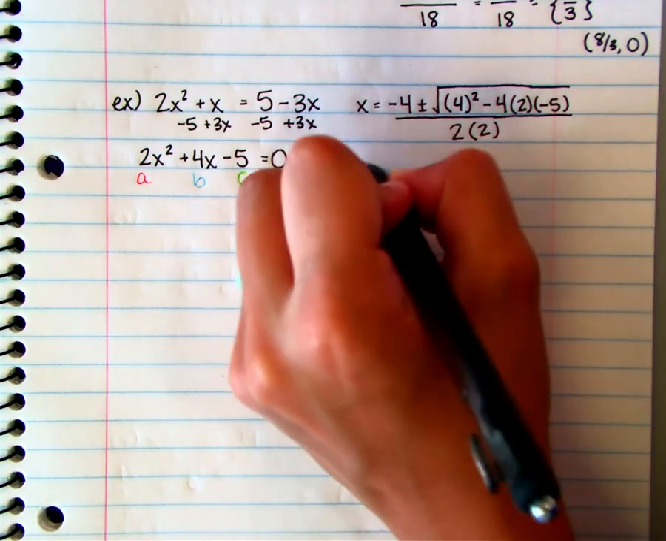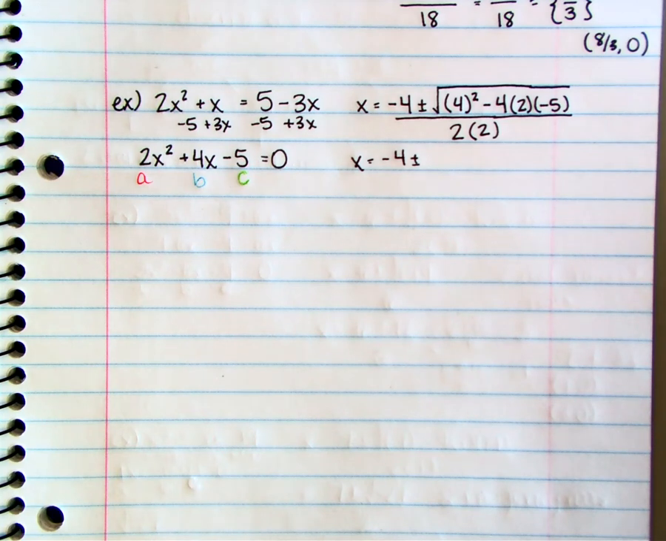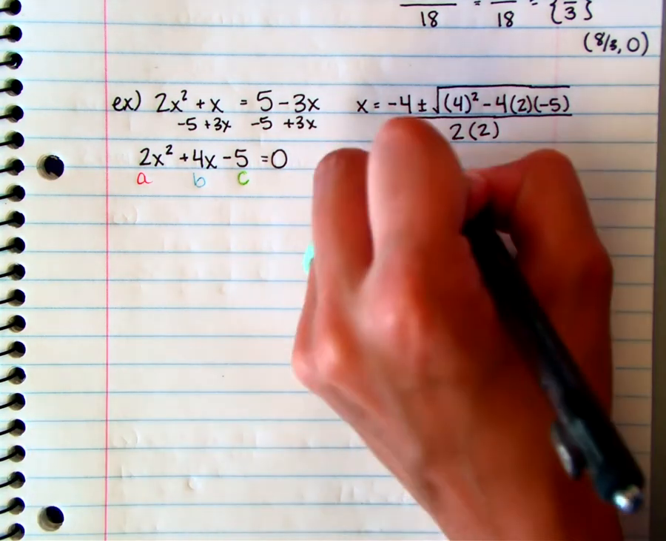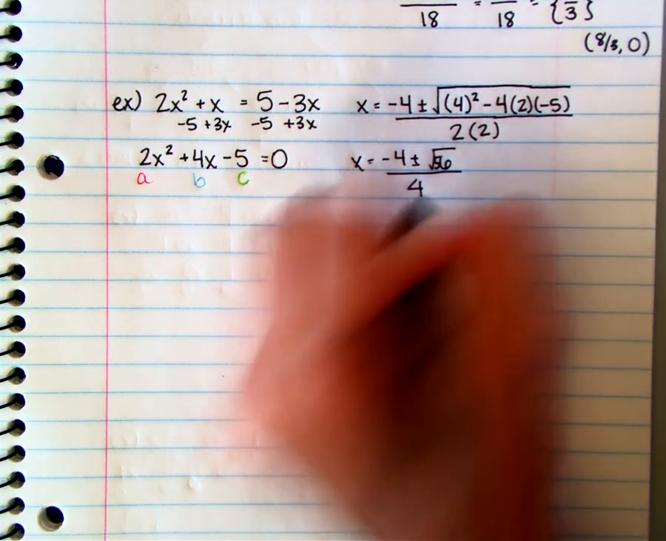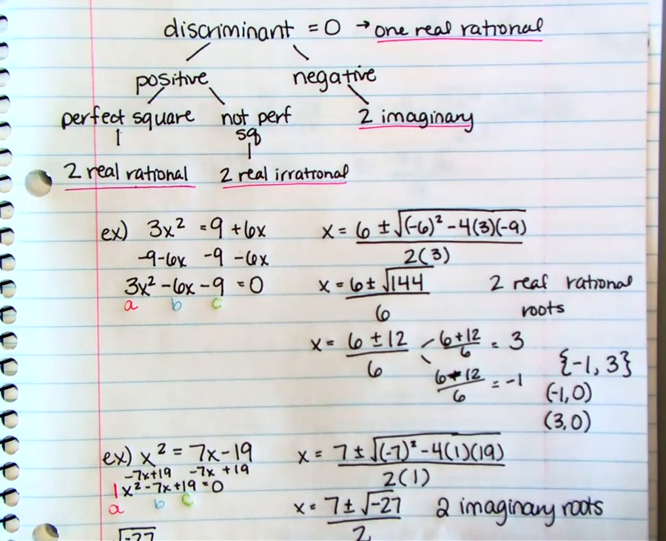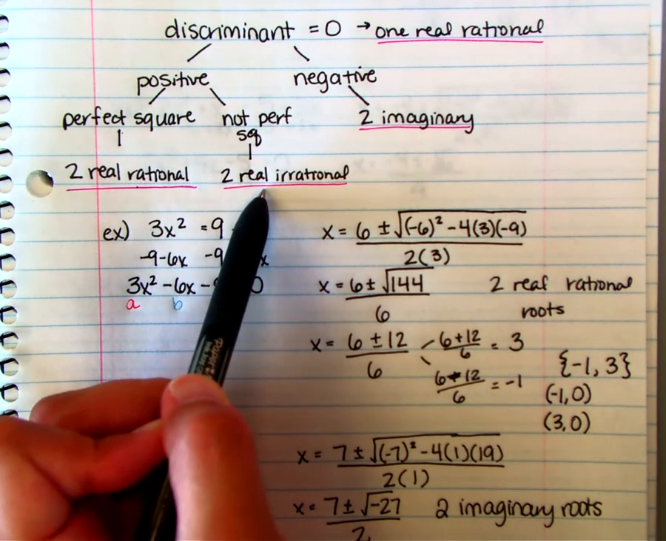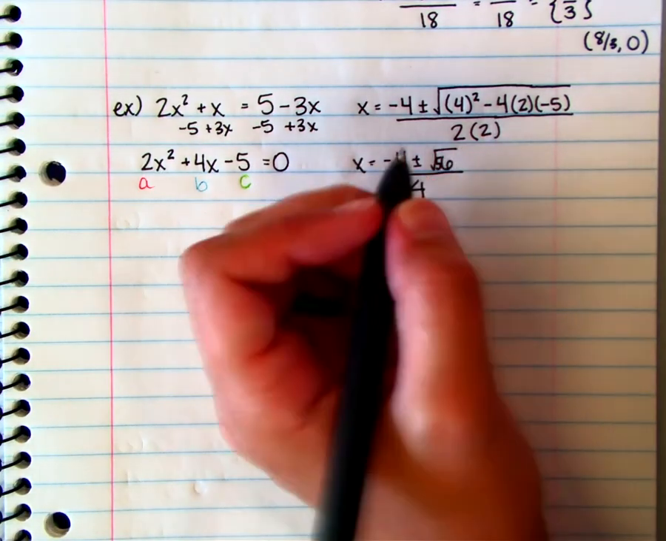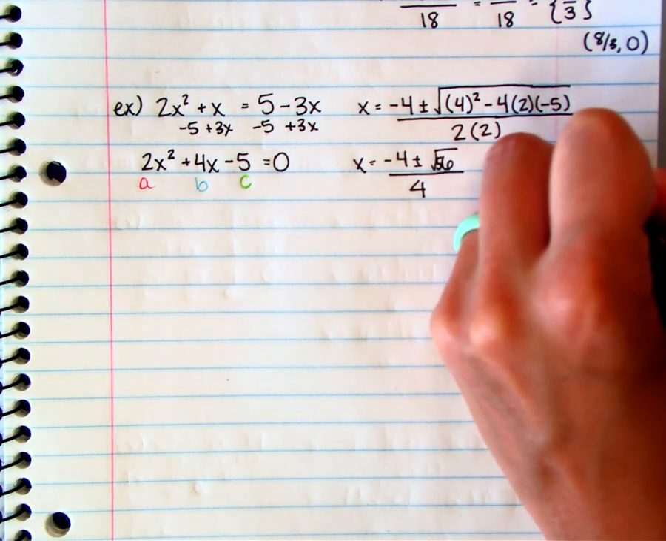And to make solving easy, we're going to find that discriminant first. So I have 4 squared minus 4 times 2 times negative 5, and you should get 56, all over 4. And so if we look back at our chart, it is positive. It is not a perfect square, so we have 2 real irrational roots, which means we're going to get some decimals in the end if we plug it in the right way. So 2 real irrational.